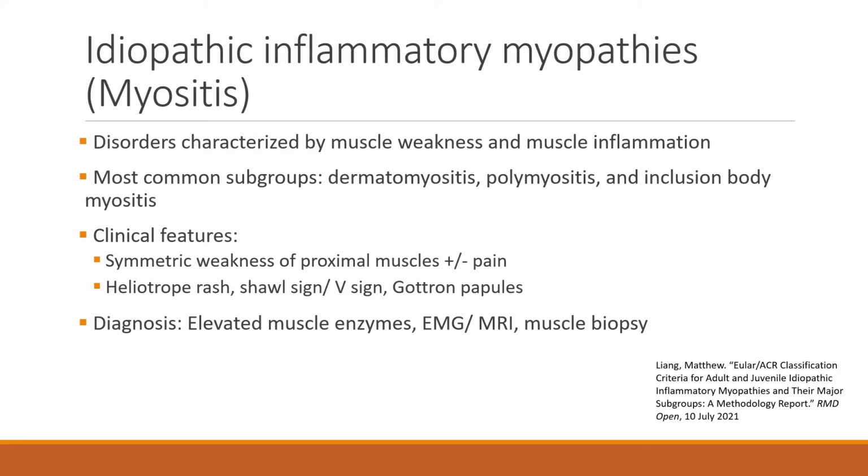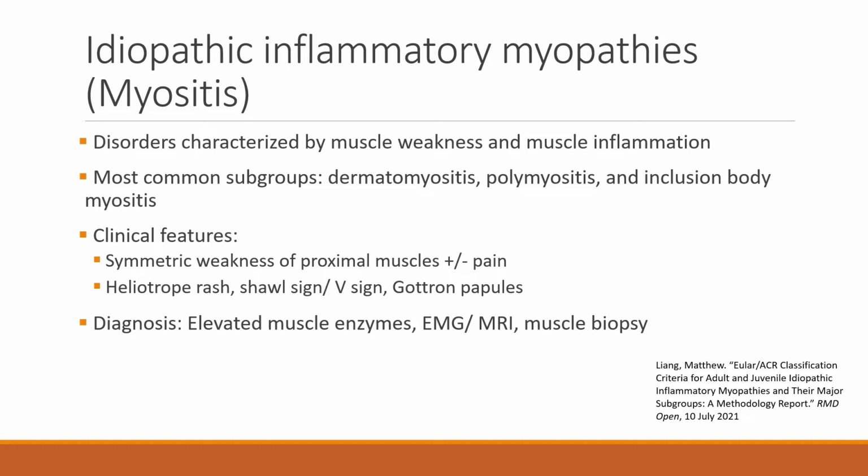So the term idiopathic inflammatory myopathies is also another term for the word myositis. These are disorders characterized by muscle weakness and muscle inflammation. The most common subgroups are dermatomyositis, polymyositis, and inclusion body myositis.